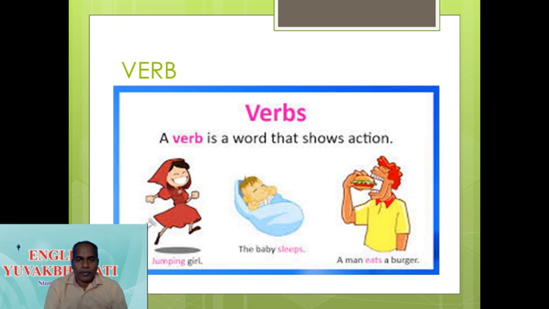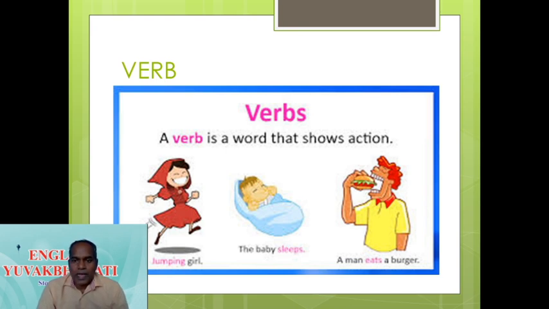So a few images are given here. Jumping girl. Here, what is the girl doing? Jumping. So the jumping activity is being done by the girl, so that jumping is a verb. The baby sleeps. Here also a sleeping activity is done. Sleep tells an action, and that's why sleep is the main verb.